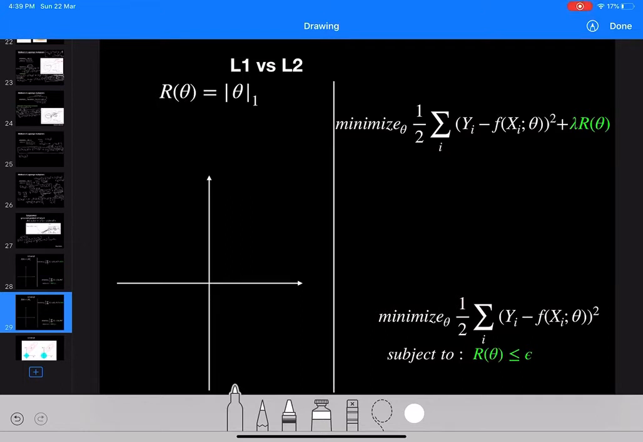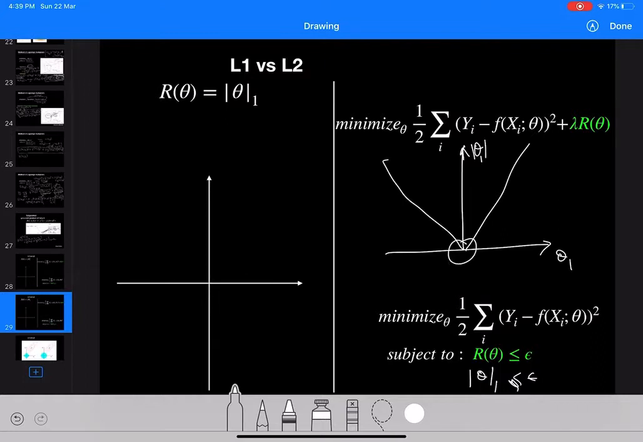So what about L1 regularization? Again we can write it here. We have the L1 norm less than or equal to epsilon. And why this is important is, let's look at just, let's say, theta 1. So the L1 norm of theta 1 would be something like this, and there's a non-differentiable point here.